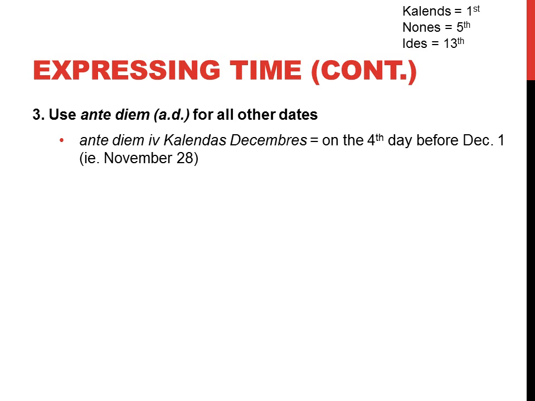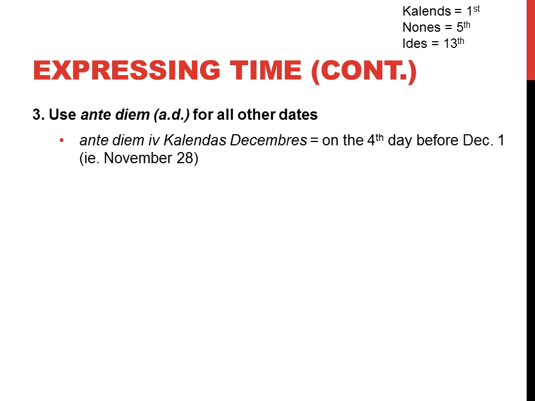When we use this construction, we're going to say ante diem, or AD, and then we'll see a Roman numeral, and then again we're going to see one of those 3 days, kalends, nones, or ides, and a month, because every day is expressed in relation to the kalends, nones, or ides. Ante diem means before the day, and the Roman numeral is going to be how many days before. So ante diem IV kalendas decembres means on the 4th day before the kalends of December.